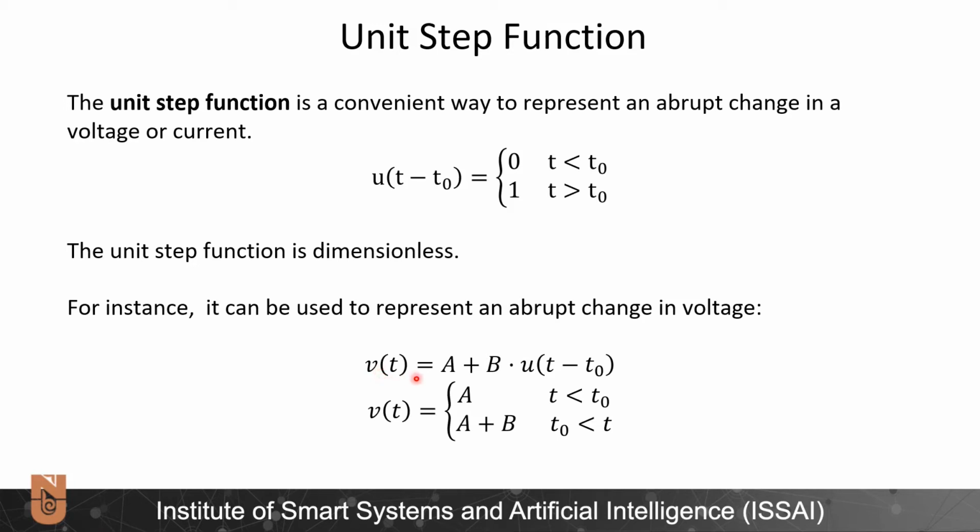If we write V(t) is equal to A plus B times u(t minus t0), this means that the original value of the voltage before t0 is equal to A, and after t0, the value of the voltage becomes A plus B. This is very convenient for doing lots of different operations in electrical circuits.